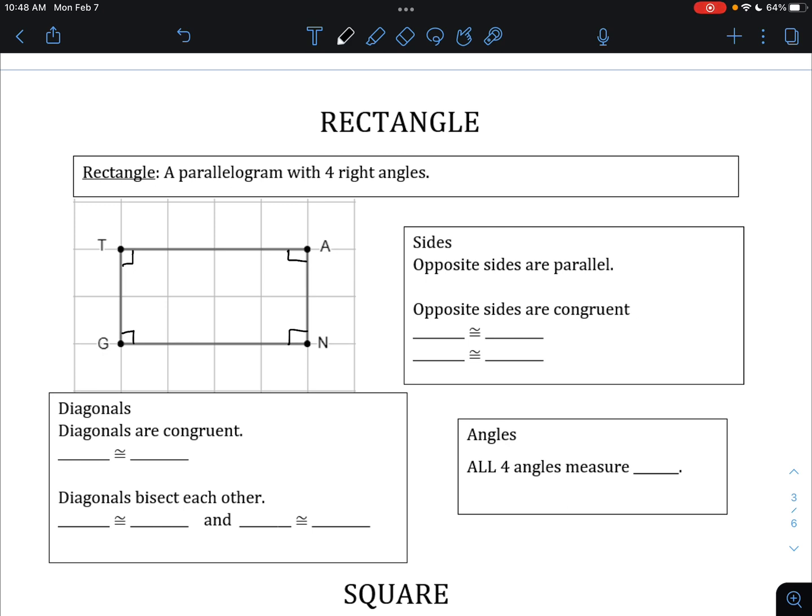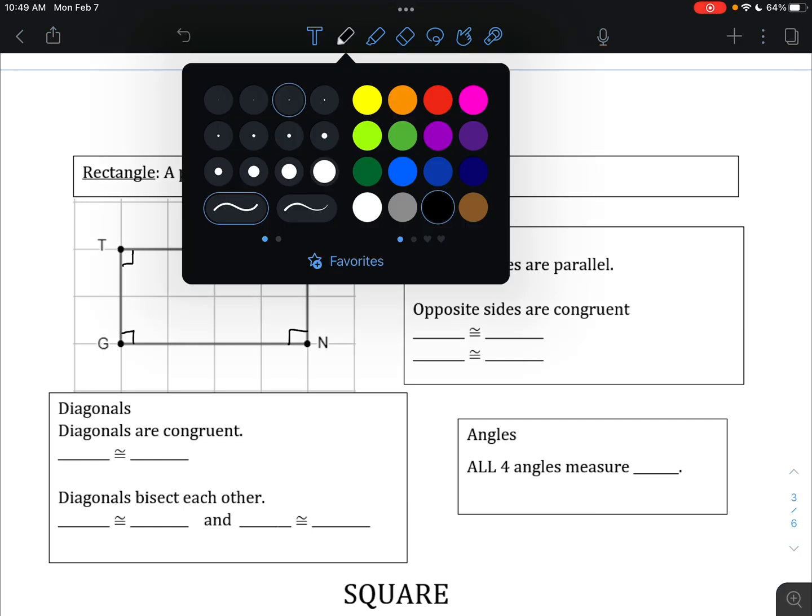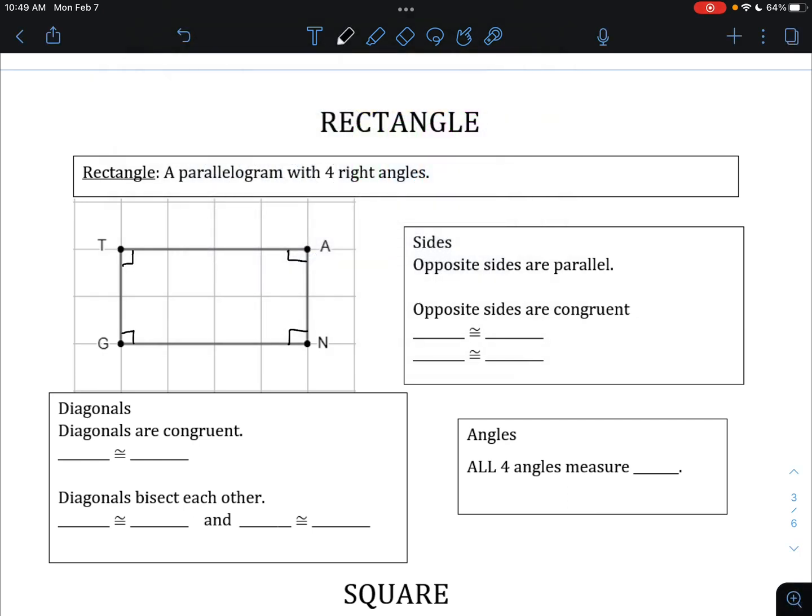Let's jump into the other properties of rectangles. Some of these are properties we already know from parallelograms, so it should be pretty easy. First of which is that the opposite sides are parallel. That one should be obvious. Since this is a parallelogram, that means TA and GN need to be parallel, and TG and AN need to be parallel. Also, a property of parallelograms is that those opposite sides are congruent. TG and AN are congruent. TA and GN are congruent.